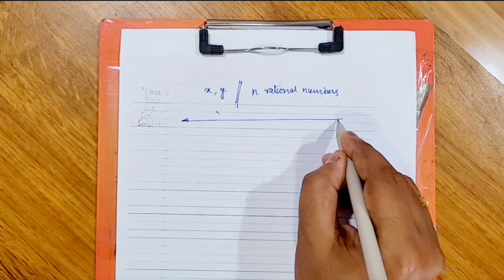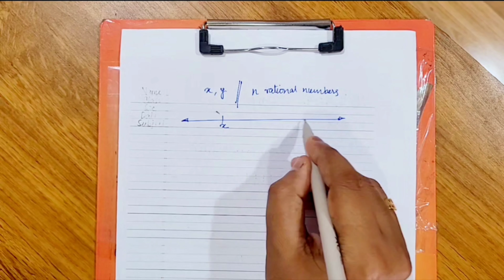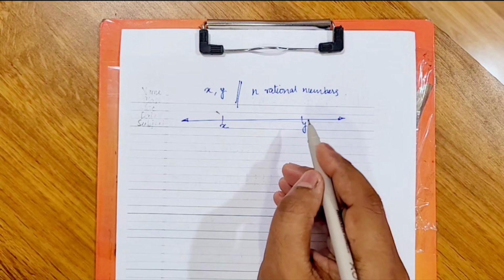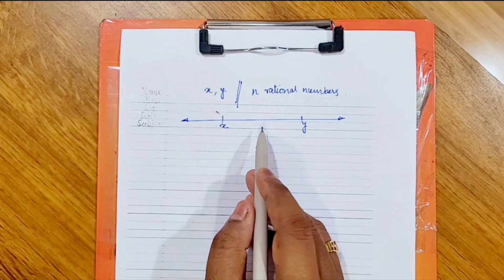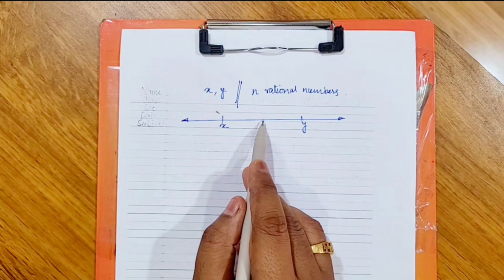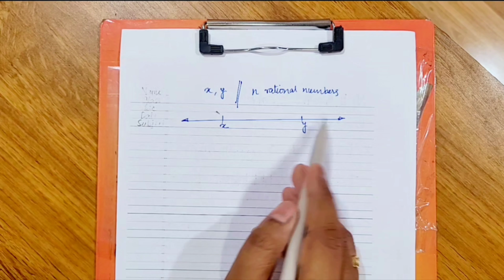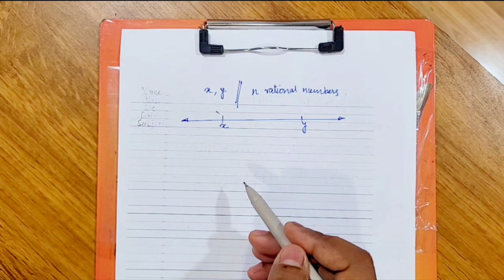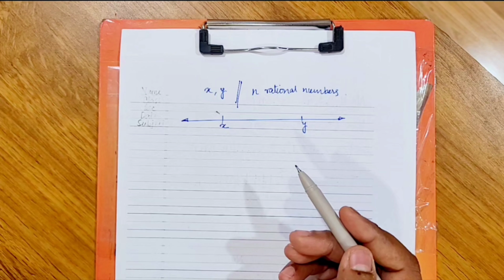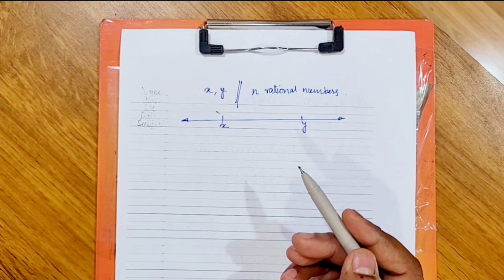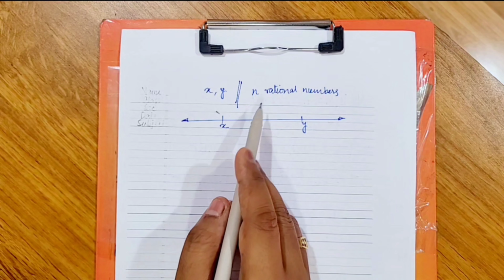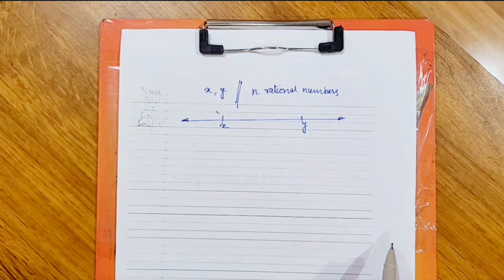So let's say if your x and y are like this, where y is greater than x, we are not bothered about where the 0 is. If 0 is here, x and y both are positive; 0 is here, one is positive, the other one is negative; if 0 is on the right hand side, both are negative. We are not bothered about whether x and y are positive, negative or of varied sign. We are not really bothered about that. So how do you find out n rational numbers in between x and y?